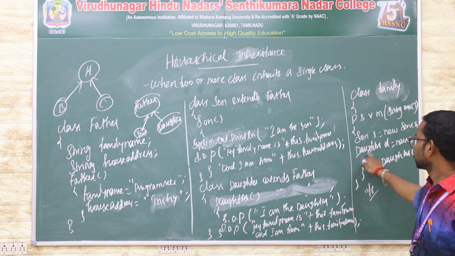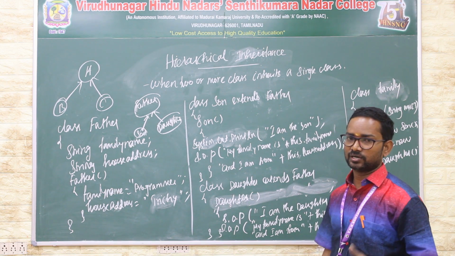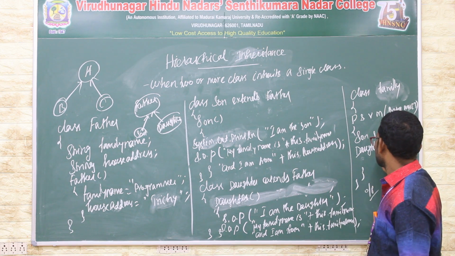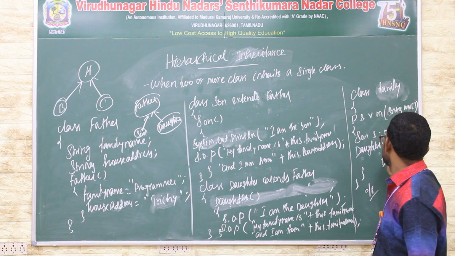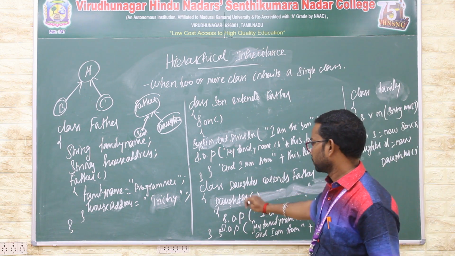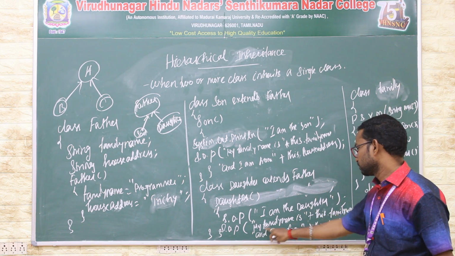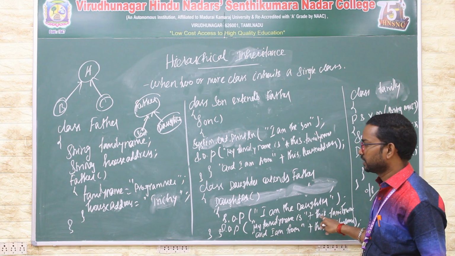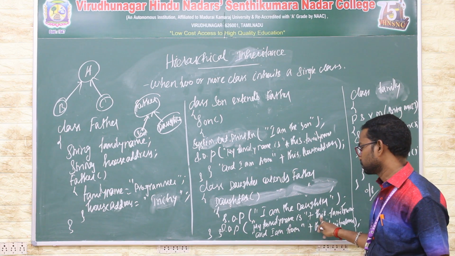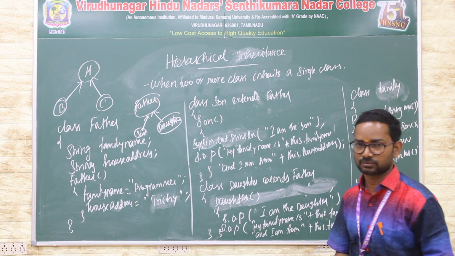Next, we create an object for the Daughter class. The Daughter class also has a constructor, which is automatically invoked when the object is created: Daughter D is the object, new Daughter. It automatically invokes the Daughter constructor, and "I am the daughter" is displayed. Next, "My family name is programmer and I am from Trichy." The output is displayed.